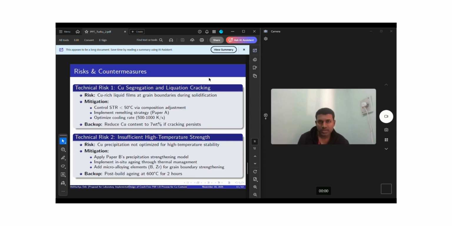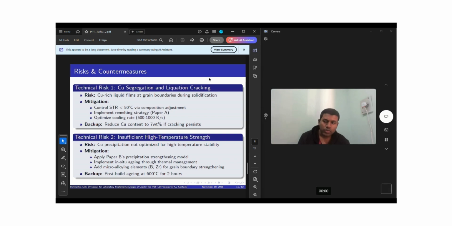We need composition control, having the solidification temperature range less than 50 degrees centigrade, which ensures the mushy zone is narrow. Remelting gives copper a chance to diffuse away from the boundaries. Cooling rate control means keeping it at 500 to 1000 Kelvin per second, an optimization between segregation and cracking. And grain refinement: fine grains mean shorter liquid films that are less continuous.